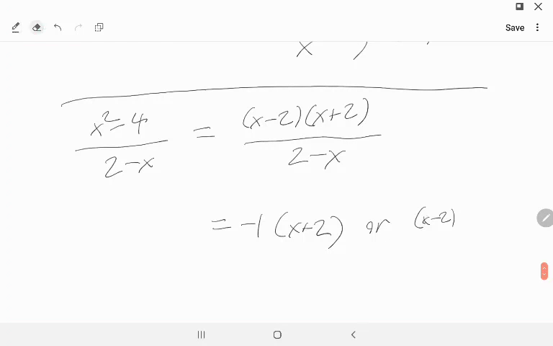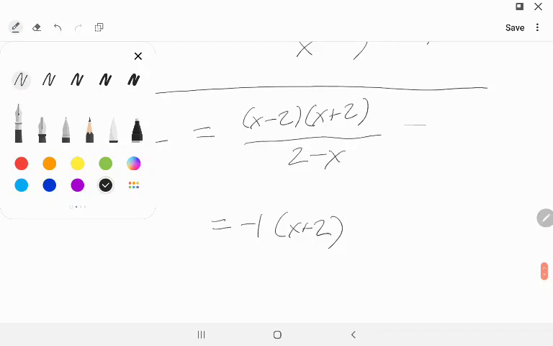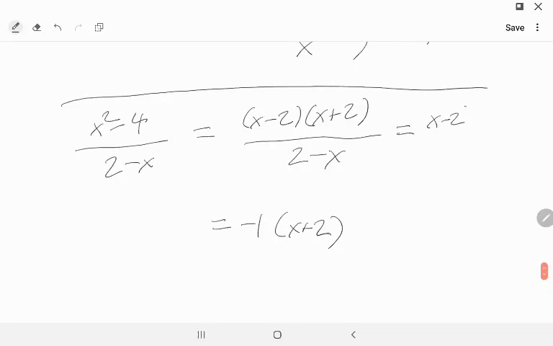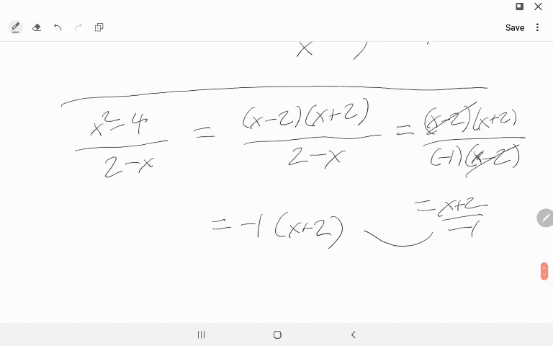Let's write it this way. We could write it as x minus 2 times x plus 2, and then in the denominator, we can factor a negative 1 out. We get negative 1 times the quantity x minus 2. And so now the x minus 2's go away again. We get x plus 2 divided by negative 1, and that also gives us negative 1 times that quantity x plus 2. So we have two options for how we want to construct that. We're always allowed to factor out a 1 or a negative 1.